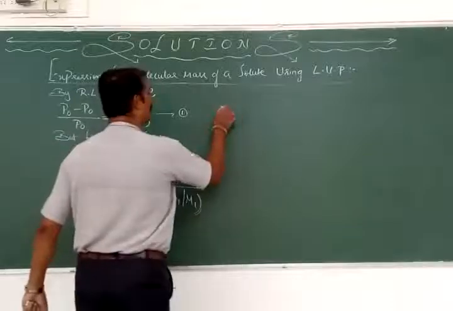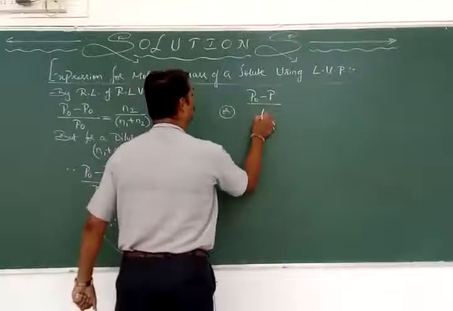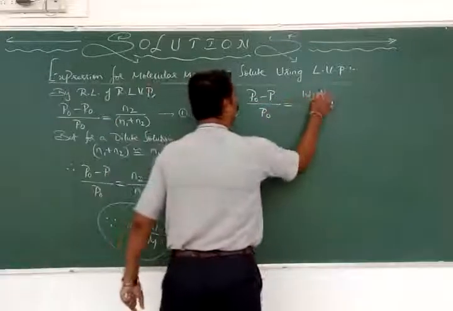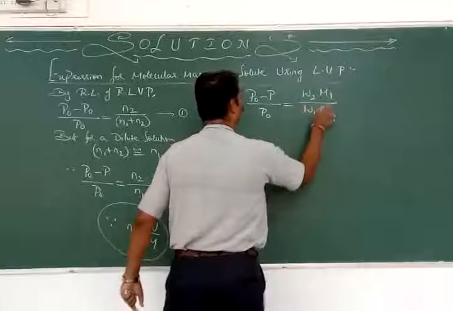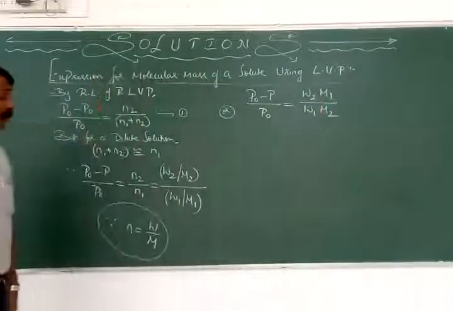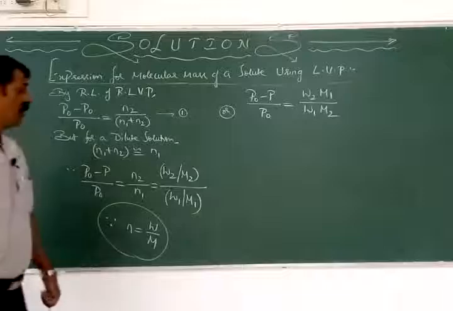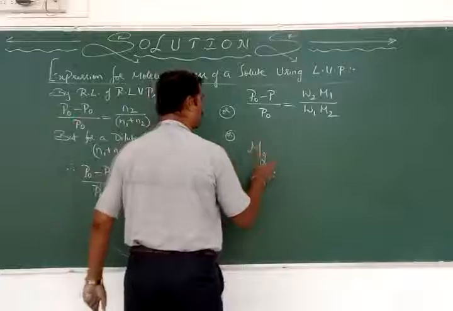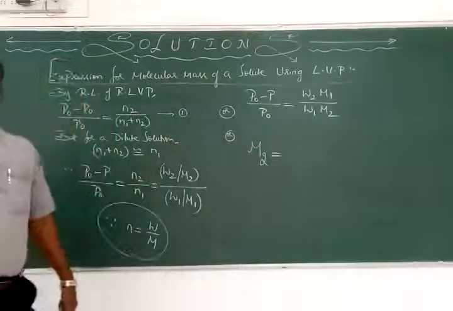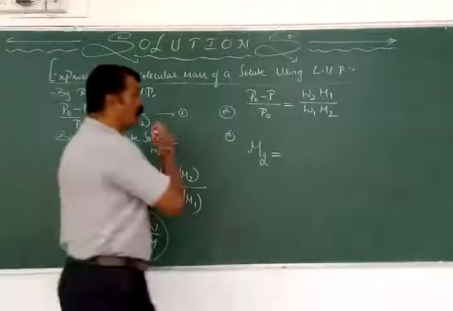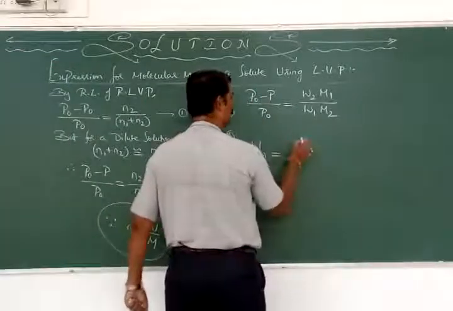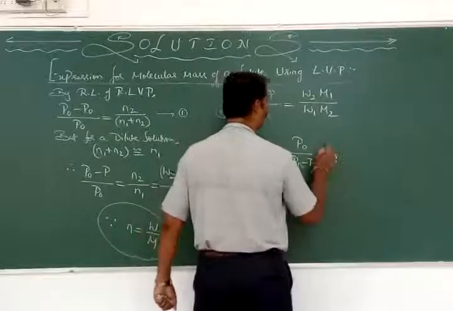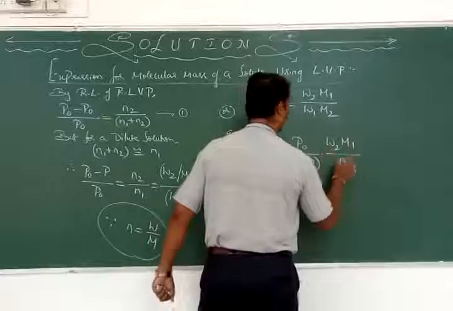P naught minus P divided by P naught, if I simplify that, is equal to W2 into M1 divided by W1 into M2. I need the molecular mass of solute. The symbol for that is M2, the molecular mass of 2, which is the solute. M2 is equal to P naught divided by P naught minus P into W2 M1 divided by W1.